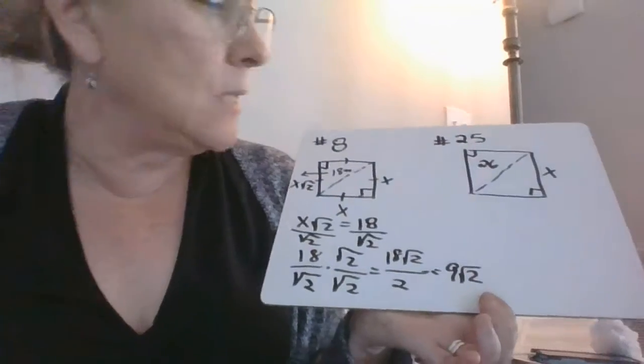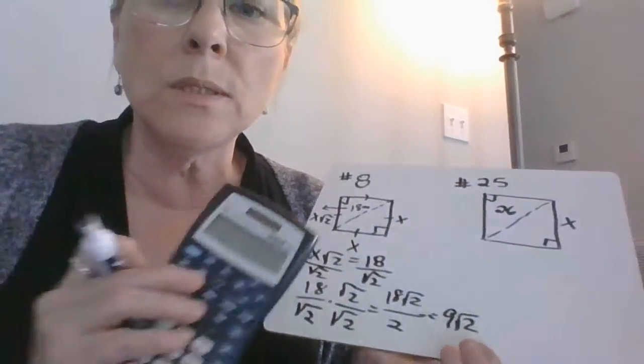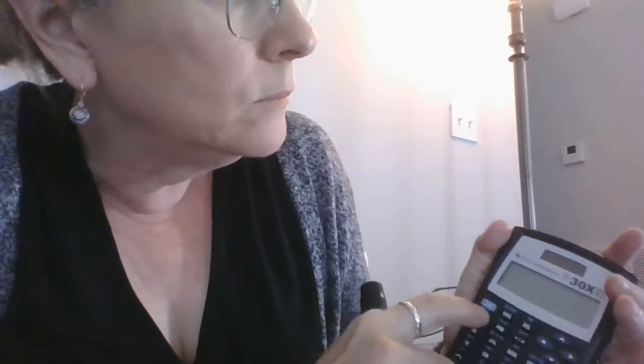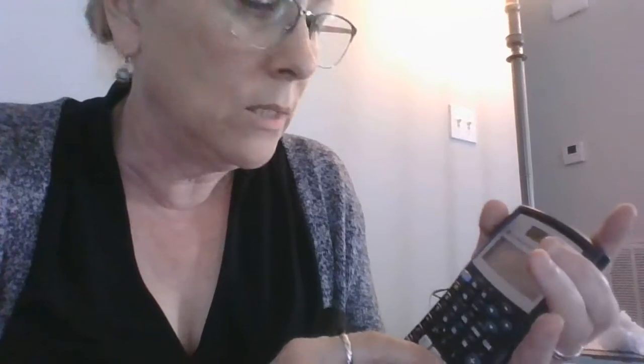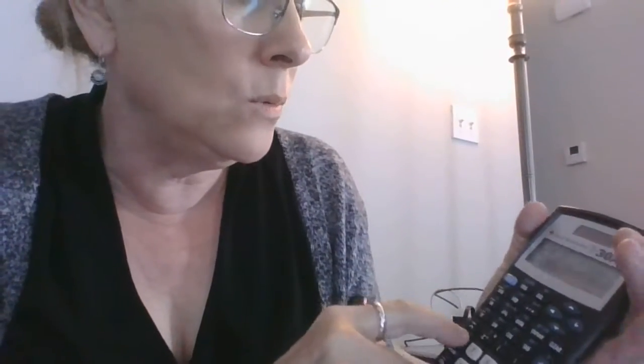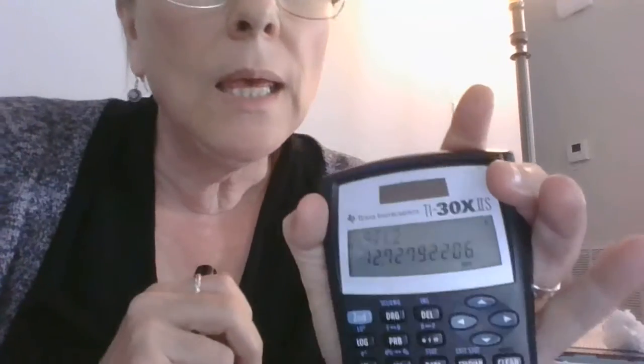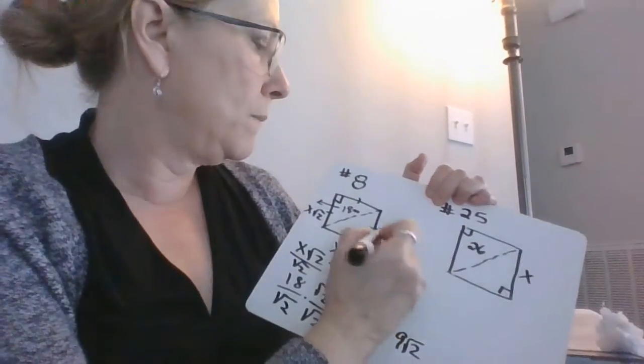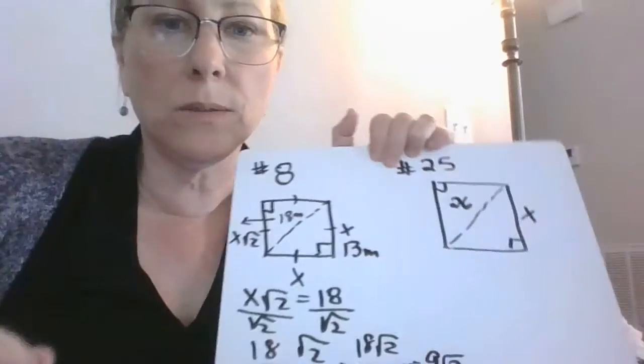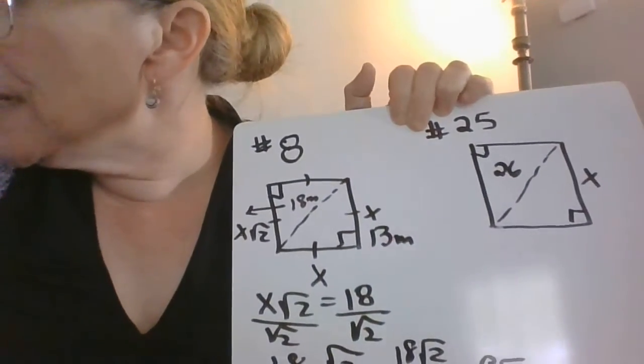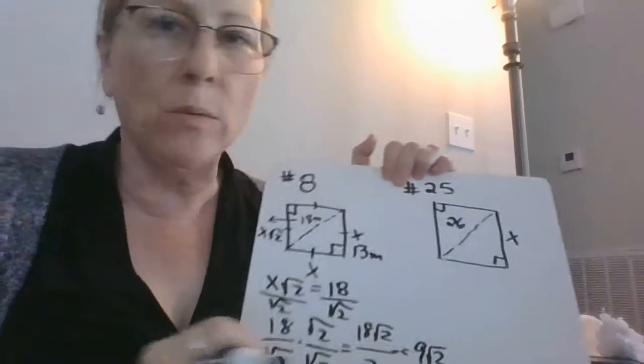And the question says to the nearest meter. So all we have to do is take our calculator and put in 9 root 2, and it's not on. Sorry guys, it's just like class. Things don't always work. So 9 and root 2, hit the button and then round, which gives me 13 for the nearest meter. So 13 meters.